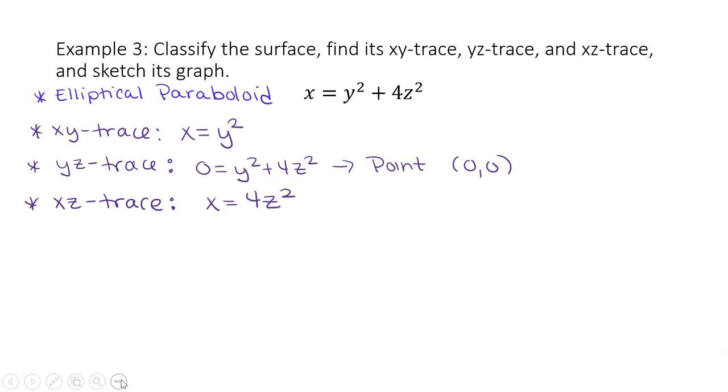Okay, and then our xz trace, what happens when y equals 0? I just plugged in 0 for y, and I have the equation x equals 4z squared. That's another parabola.